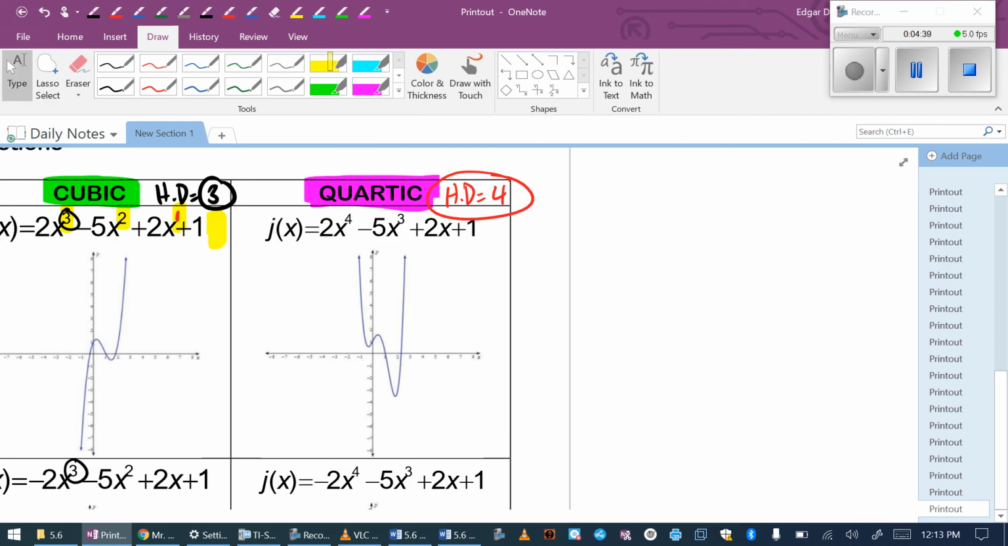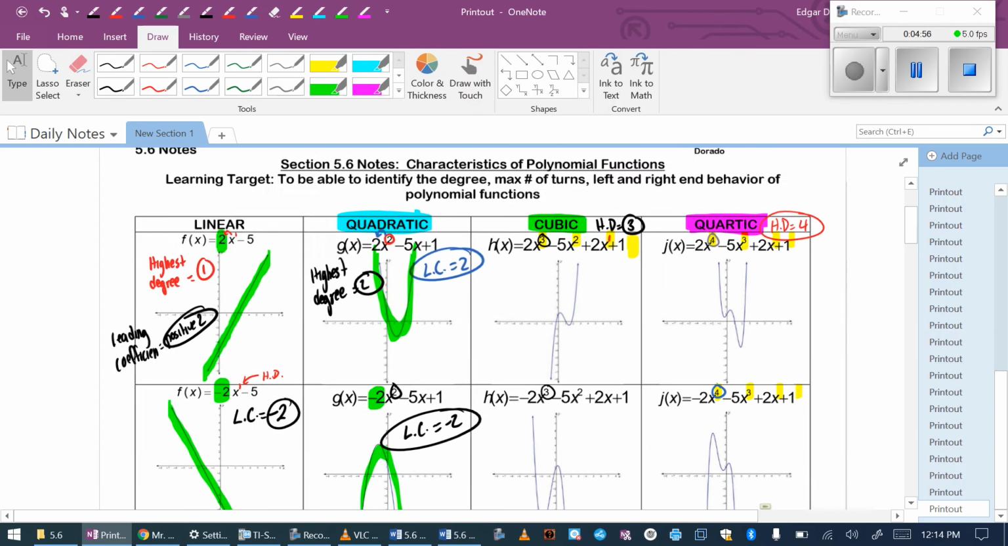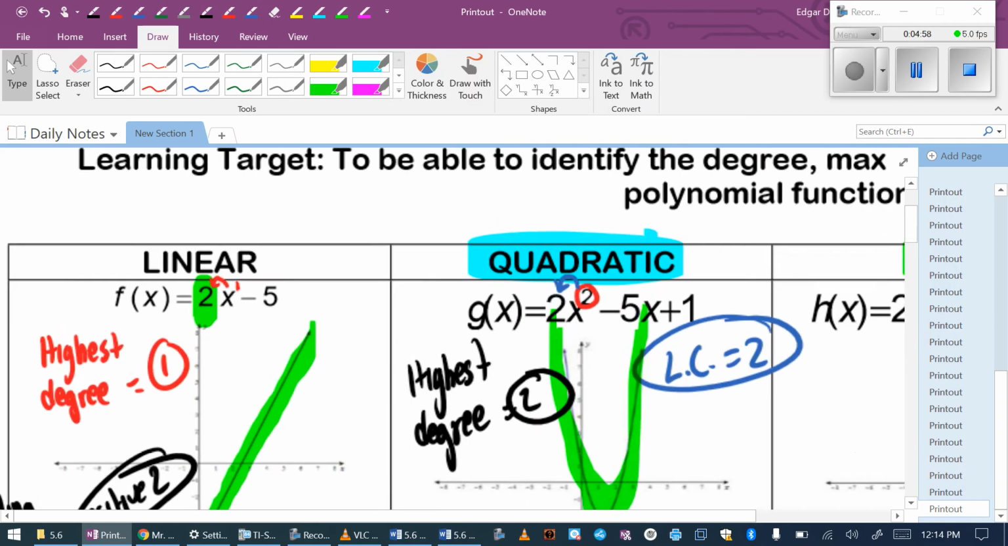If you look at all of the degrees here, the highest one, the biggest one is a 4. Same thing down here. The biggest exponent, or the highest degree, is just this 4. Okay? So let's recap real quick, guys. And maybe you should write that down next to each one of them.